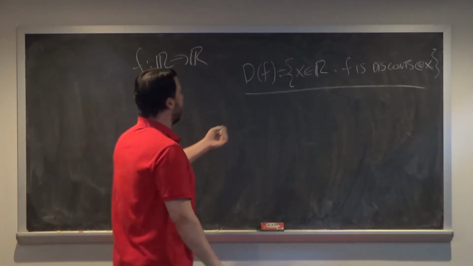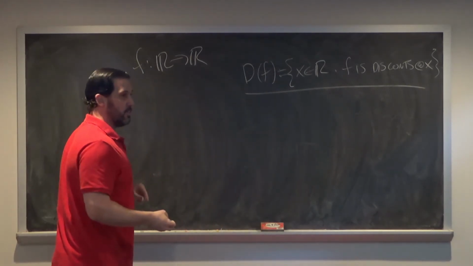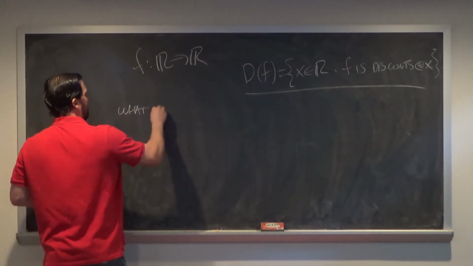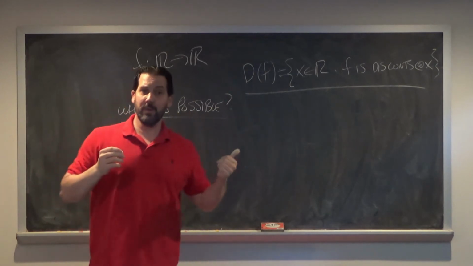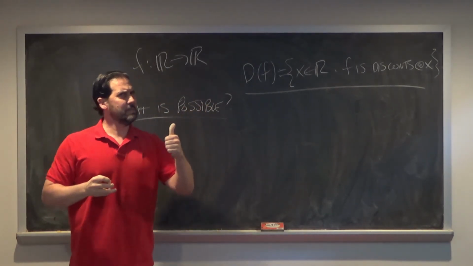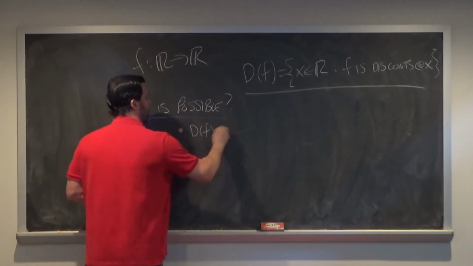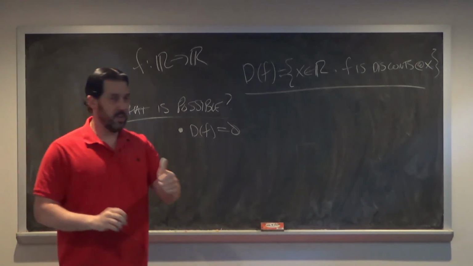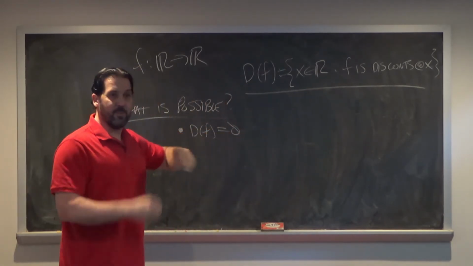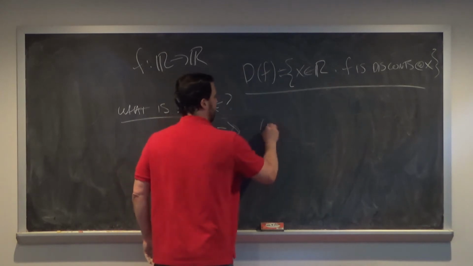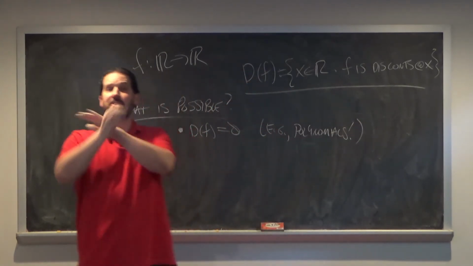But before we get there, I want to observe some stuff we've seen about sets of points of discontinuity for real valued functions. What is possible for the set of discontinuities? Well, back in chapter 1 or 2, I can't remember, we've seen some examples. First of all, D of f could be empty. Now think this through carefully. D of f is the set of points where f is discontinuous. D of f being empty means your function is continuous everywhere, right? For example, any polynomial.